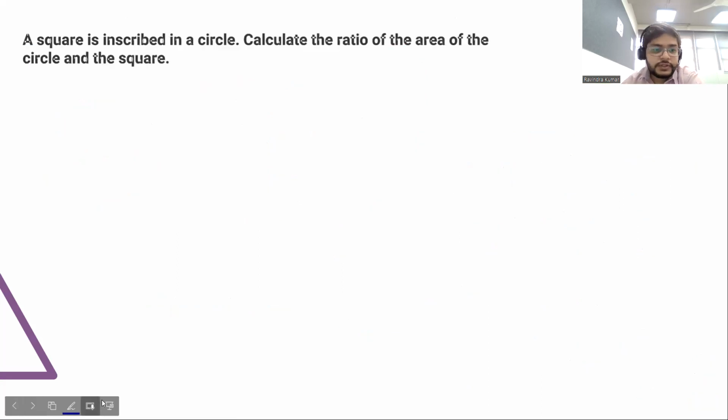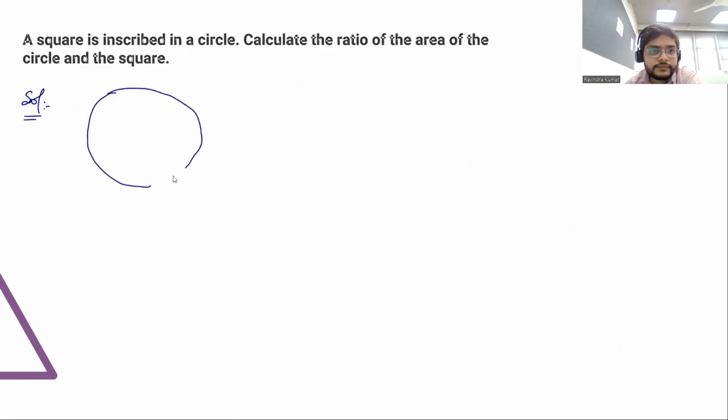This is our next question, and it is also a very good question. So let's have a look at this. It says that a square is inscribed in a circle. So what it is saying is there is a circle and a square inside it. So let's say it is like this.